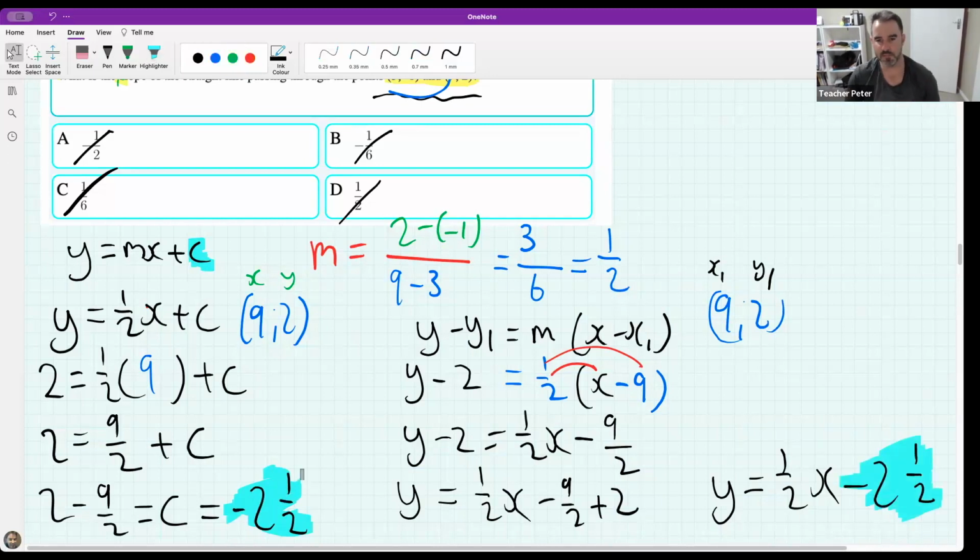Now, both of these methods are completely fine. You can use either of them, but I just wanted to show you how they work before we go off and have a break now. And then in the second half of the lesson, you will choose what method you want to use.